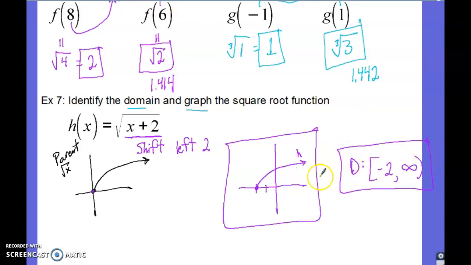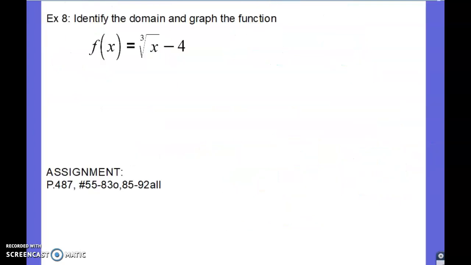What you could also do, if this is confusing, is set up an inequality, because we can only square root positive numbers and 0. So what's inside the square root must be at least 0, and then solve for x by subtracting 2 over. So x must be greater than or equal to 0 minus 2, which is -2, exactly what I wrote right here. And feel free to write down any questions you have and bring them to class. Hopefully I can answer them.